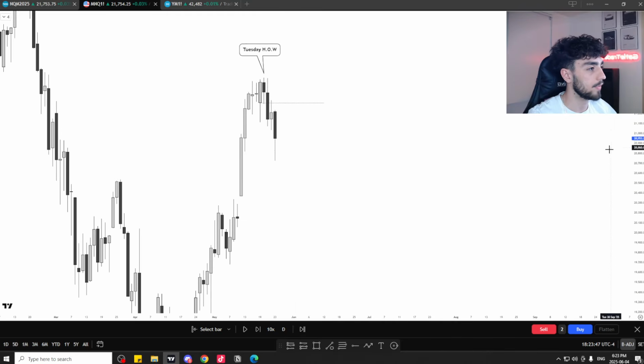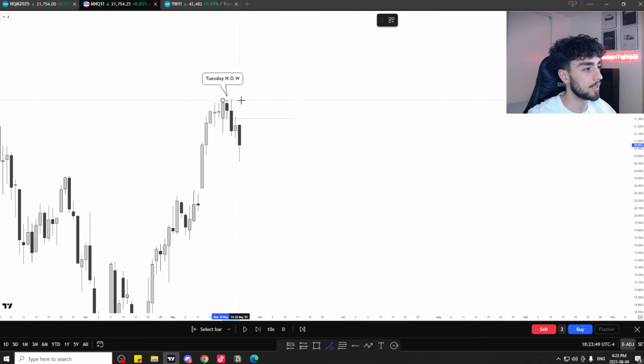Tuesday, let's look very closely here. Tuesday takes out Monday's high and closes bearish, right? At this point in time, we can expect Wednesday to trade lower. Why is that the case? Because Tuesday took Monday's high and closed bearish.